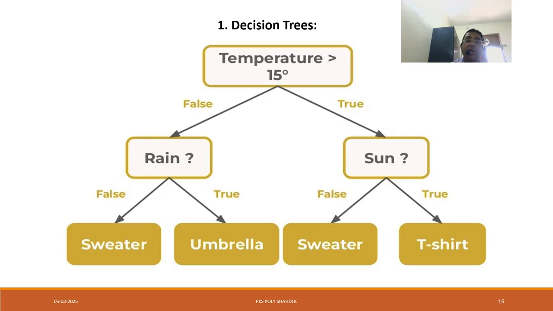So suppose again this is true and false. If it rains and the answer is true, the umbrella will be used. If the sun is not there, the cold will be there, then a sweater will be used. And if it is true, a t-shirt is comfortable for that. So every decision has two things, either yes or no, not a third thing. This is just a decision tree.